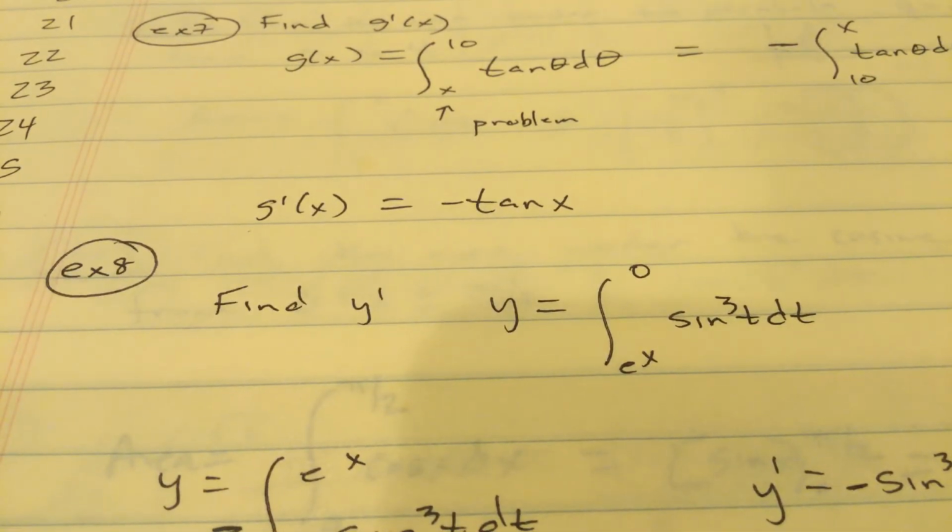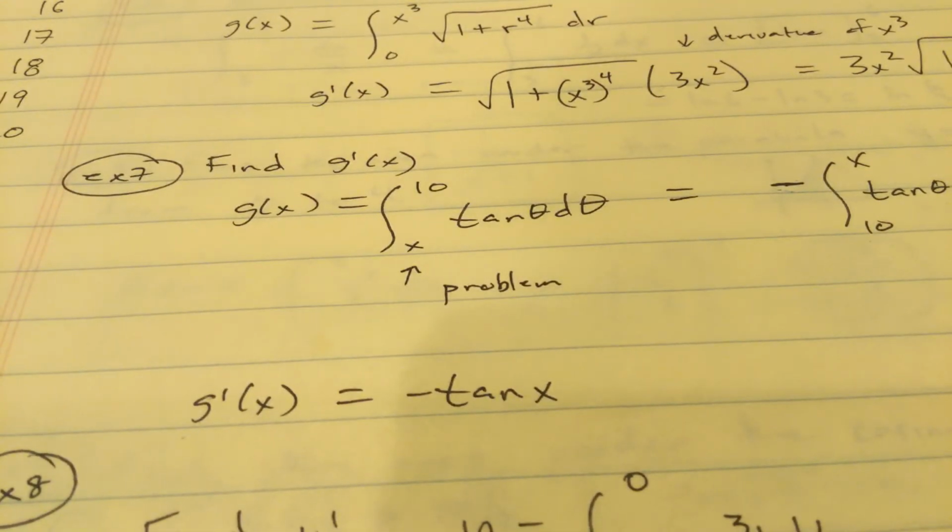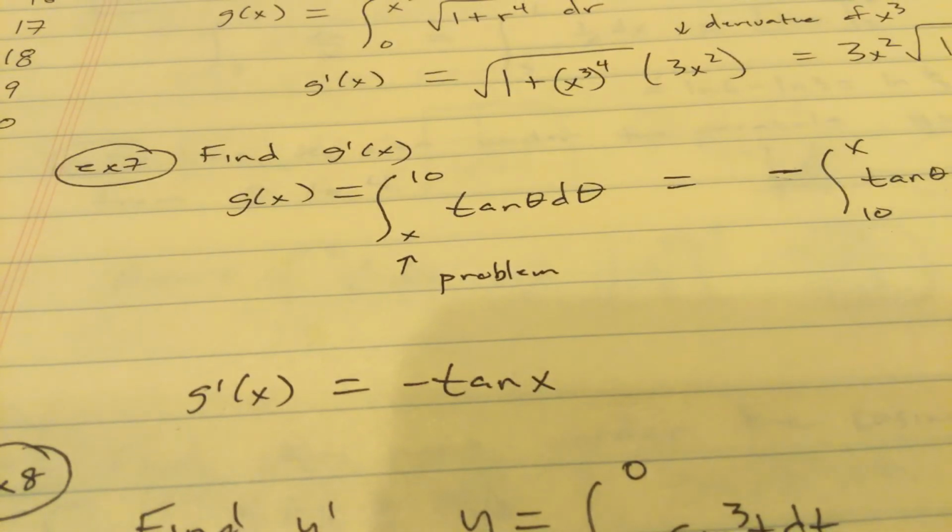All right. And see, you needed that on that one because you know tangent is sine over cosine, but we haven't talked about u substitution yet, so we would not be able to find that antiderivative.